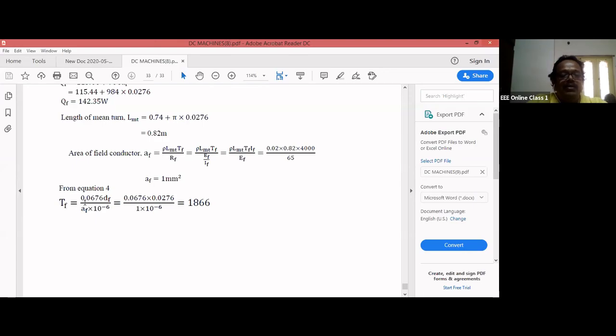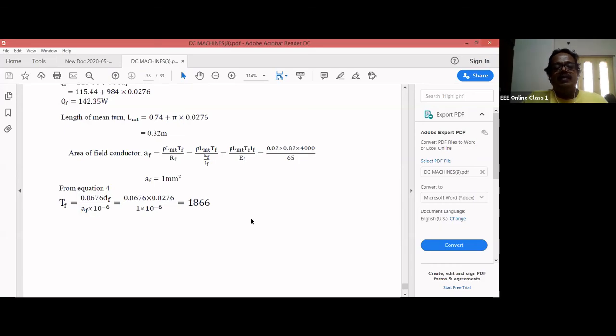TF is equal to 0.0676 DF divided by AF into 10 power minus 6. You substitute and calculate. AF is nothing but 1 mm square, convert into meter. So finally what did you get for TF? TF is equal to 1866 turns.